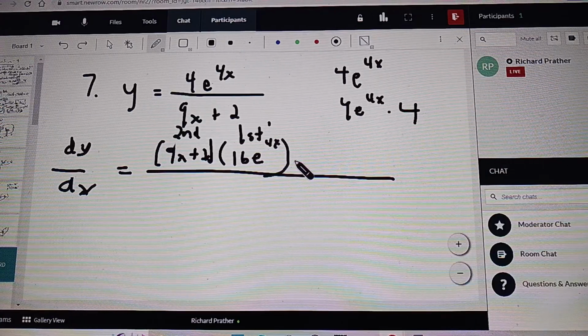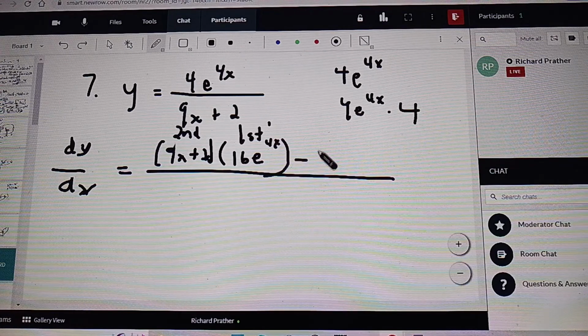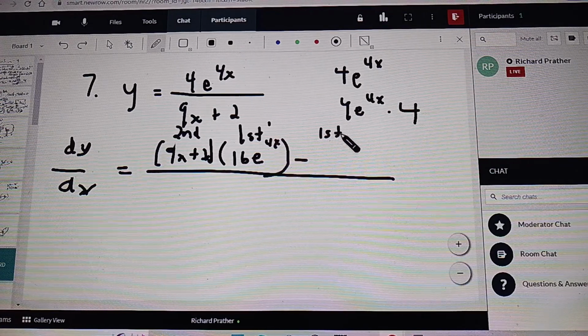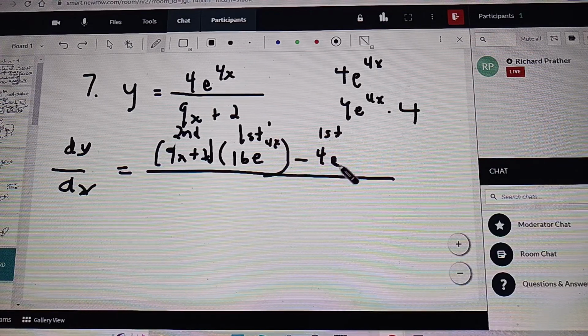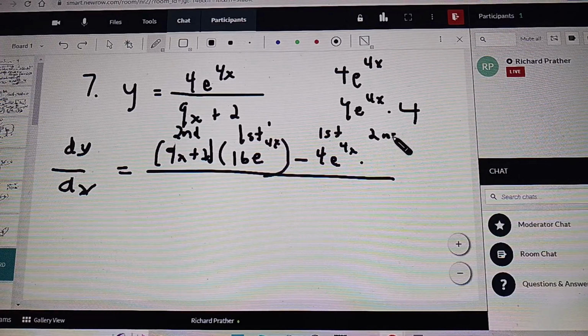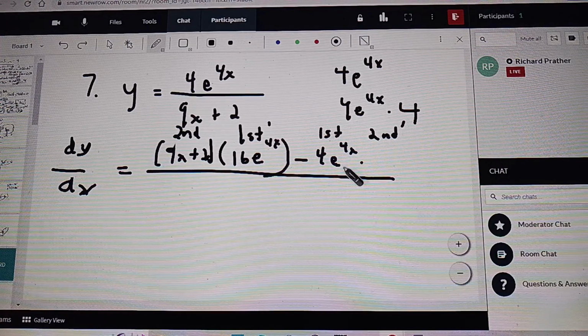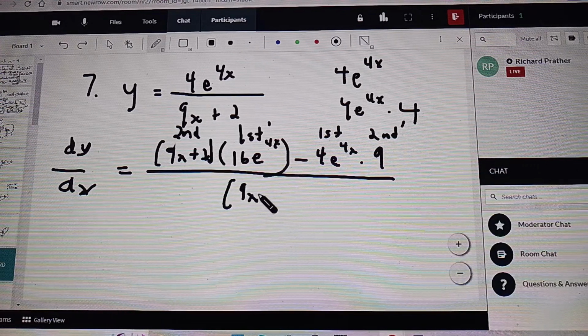But I'm still halfway through the quotient rule, so minus the first times the derivative of the second, although that's pretty easy. The derivative of 9x plus 2 is just the 9. And then over the second squared.